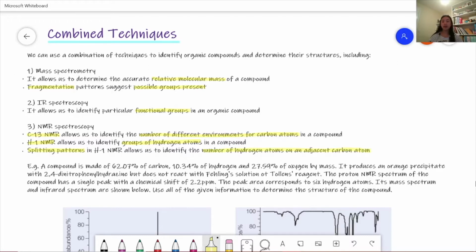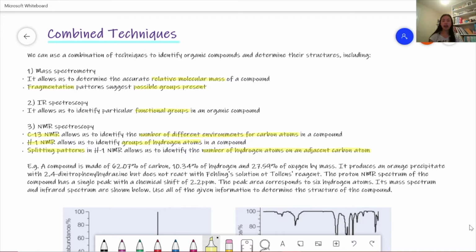So in this example, a compound is made of 62.07% of carbon, 10.34% of hydrogen, and 27.59% of oxygen by mass, and it produces an orange precipitate with 2,4-dinitrophenylhydrazine, but doesn't react with Fehling's or Tollens'. And the proton NMR spectrum of the compound has a single peak with a chemical shift of 2.2 parts per million. The peak area corresponds to 6 hydrogen atoms, and its mass spectrum and infrared spectrum are shown below. Use all of the given information to determine the structure of the compound.